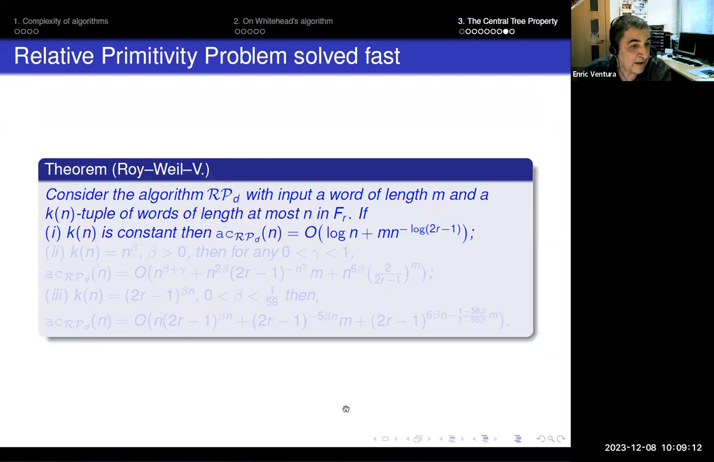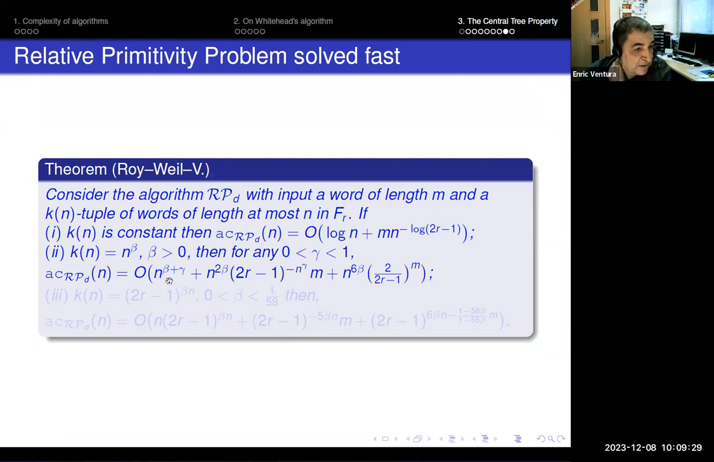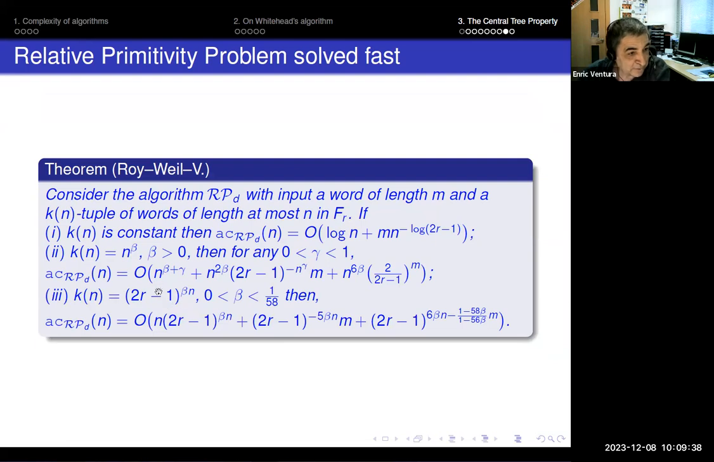And doing the calculations, this is the average case complexity of this fast checking for relative primitivity. When k is constant it is logarithmic, when k is polynomial it is a polynomial of the same degree plus some epsilon, and when k is allowed to grow exponentially fast with respect to the length of the inputs, the average case complexity is essentially the same thing. It's exponential in the length of the inputs.